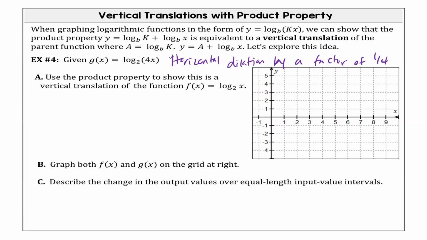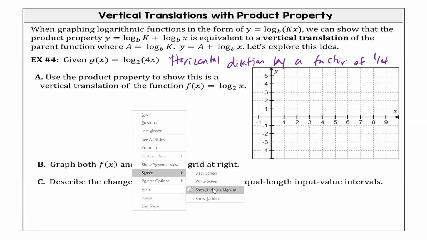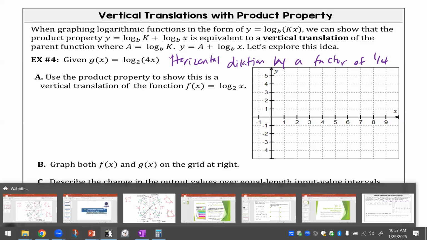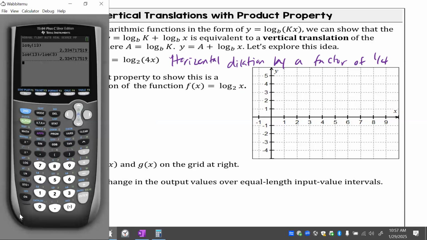All right. So we're going to look at this. We're going to use technology to show you that logs are beautiful things. Not only can this be viewed as a horizontal dilation by a factor of 4, but it also can be viewed as a vertical translation. And we're going to talk about what that vertical translation looks like. Got it? Let me pull up Sylvie. If you have either your Desmos or your handheld, pick your poison. Here is mine, because I'm loyal. We're going to reset Sylvie.